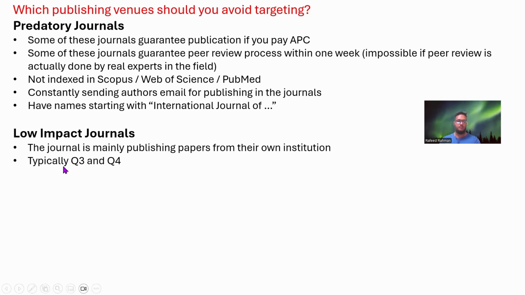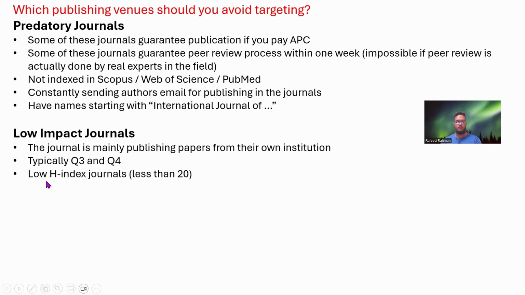Next thing is if the journal is Q3 or Q4 ranked in the journal quartile. So again, if you want to know more about this, feel free to check out my previous tutorials. I have talked in detail about impact factor, Q1, Q2, Q3, Q4, CiteScore, SJR score, H index, and many other things. So if they're Q3 and Q4, they fall in the last 50% of the journals in the field. And so probably if you can, you should avoid them if your work is great.